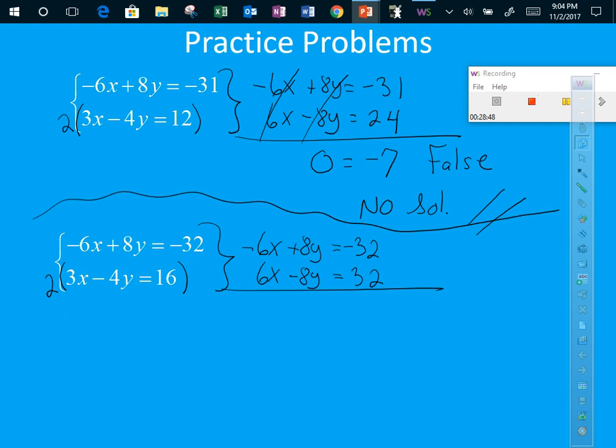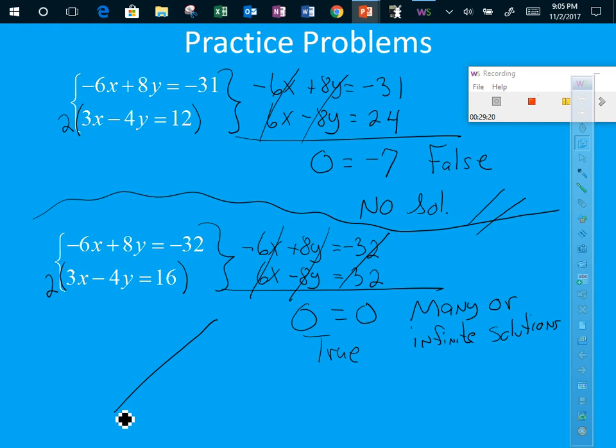Check out what happens this time though, guys. That's 0, that's 0, so this side is 0. This side is also 0. 0 equals 0 is a true statement. That means there's many or infinite solutions. What that means graphically is that if we graph them, these two lines are directly on top of each other.